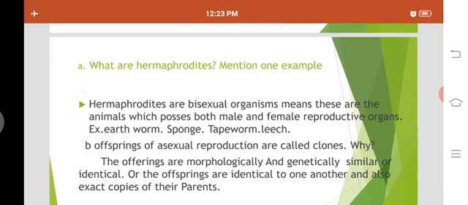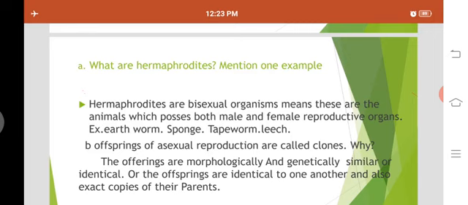How can we define the clone? Clones are nothing but the offsprings produced by undergoing asexual reproduction that are morphologically and genetically identical, or the offsprings that are identical to one another and also exact copies of their parents.